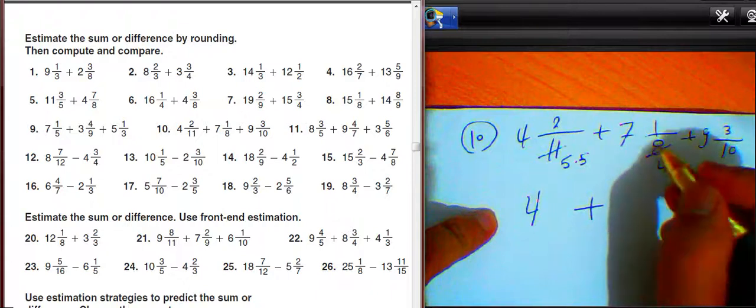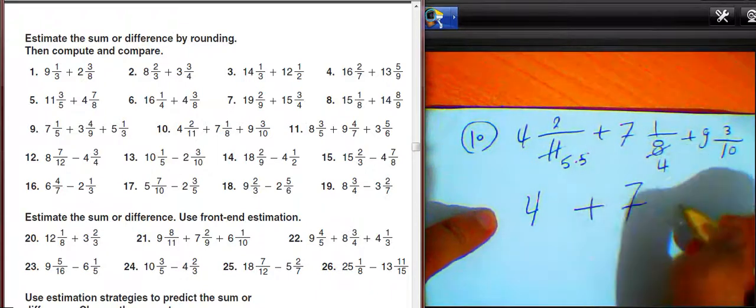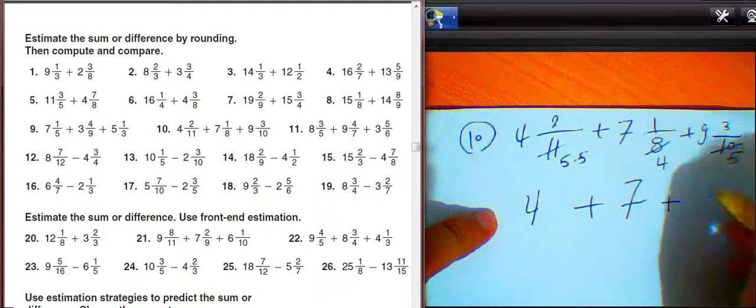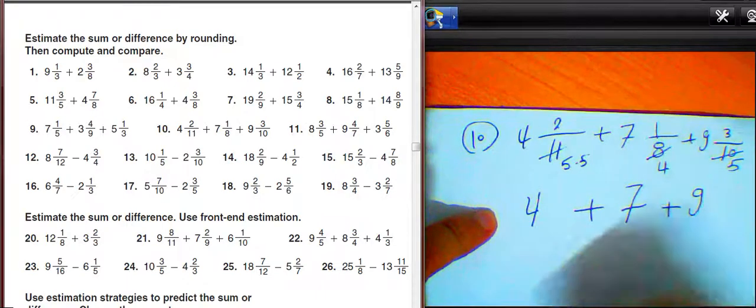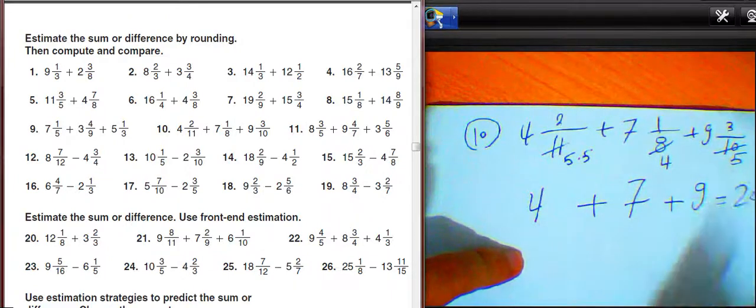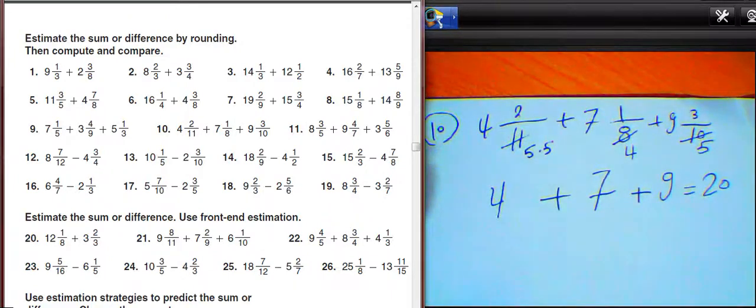1 is less than half of 8, so this number will be 7. Half of 10 equals 5. 3 is less than 5, so this number will be 9. Then 4 plus 7 equals 11. 11 plus 9 equals 20. Then the result will be 20.